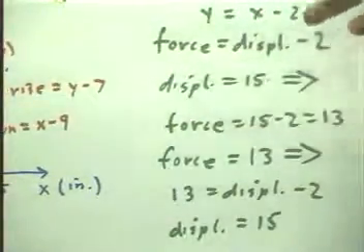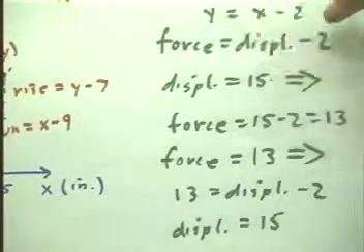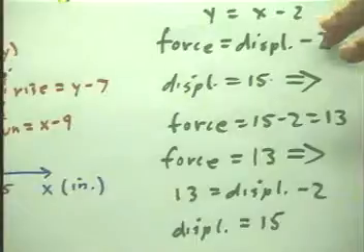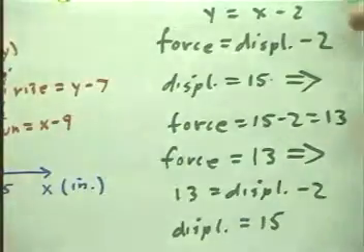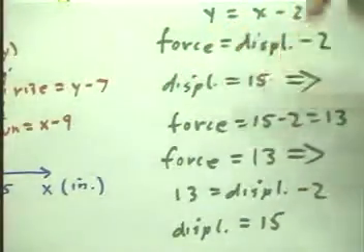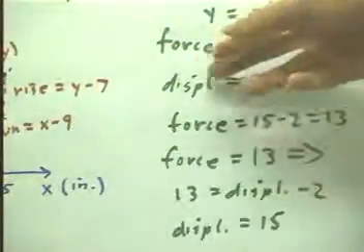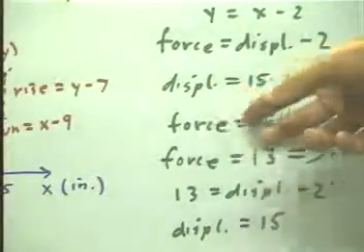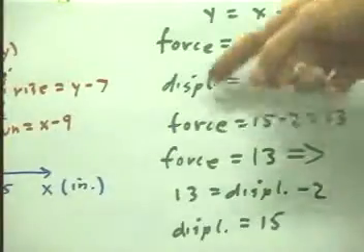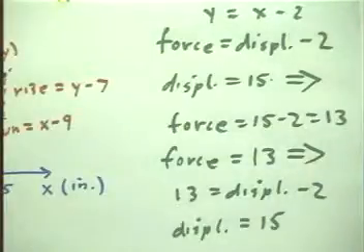Okay, y equals x minus 2 means, since y is force, that force equals displacement minus 2, since x is displacement. Actually, that would be minus 2 pounds if we wanted to keep the units on, which is a good idea, but I didn't want to push it quite that far on this example. So a displacement of 15 inches, x equals 15 down here in the graph, gives us a force of, well, if we take force equals displacement minus 2, plug in 15 for displacement, we get force equals 13.